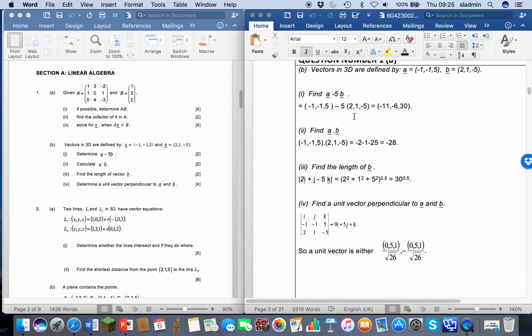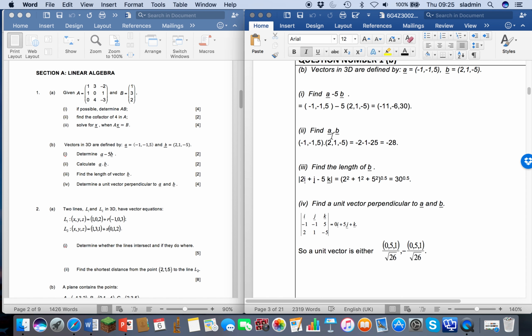So the first element in the new vector is minus 1, and then it'll be minus 10. So minus 1 minus 10, the first element is minus 11. And then you can do this similarly to find the second element and the third element. So this is the resulting vector A minus 5b.